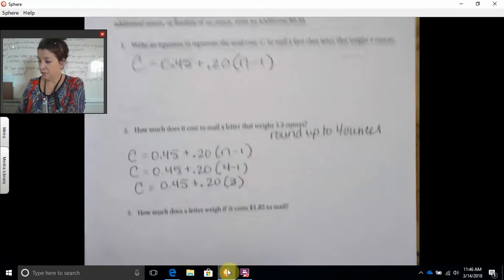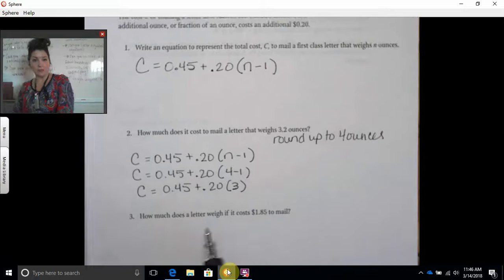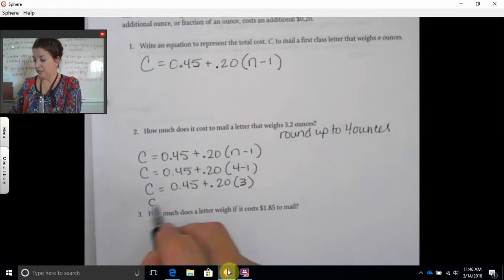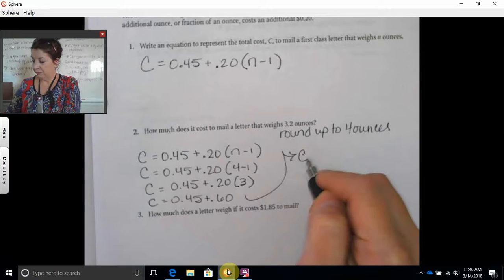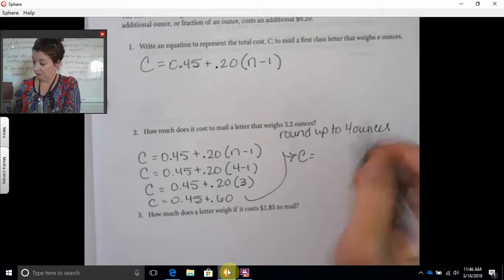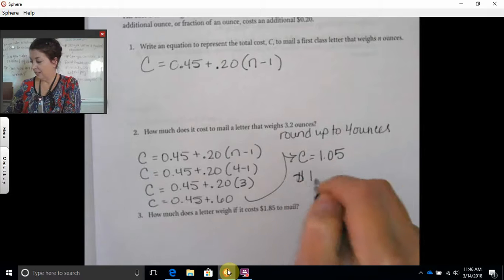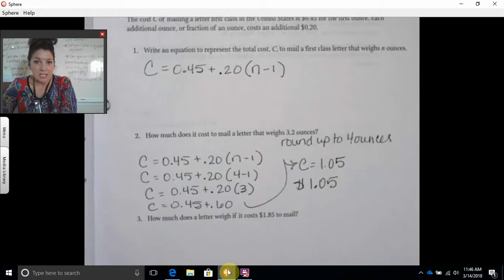Now, do we do 45 cents plus 20 cents, or do we do 20 cents times 3? 20 cents times 3 is what? 60 cents. And then we can add those together, and we get $1.05. Yay. I had 25, because you charged her additional for that other ounce she already paid for.